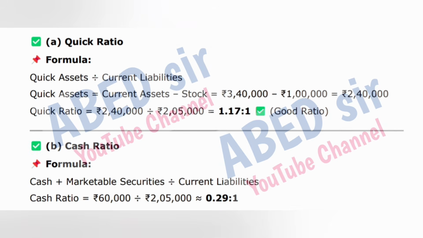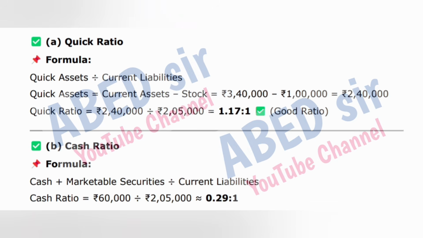A. Quick ratio. Formula: quick assets divided by current liabilities. Quick assets is equal to current assets minus stock is equal to 3,40,000 rupees minus 1 lakh rupees is equal to 2,40,000 rupees. Quick ratio is equal to 2,40,000 rupees divided by 2,05,000 rupees is equal to 1.17:1, a good ratio.